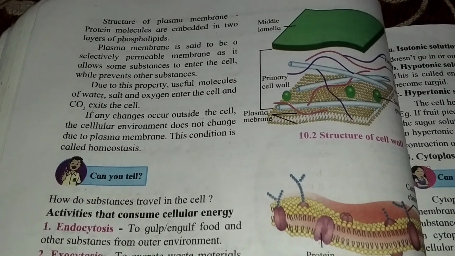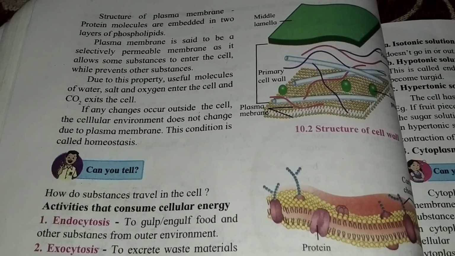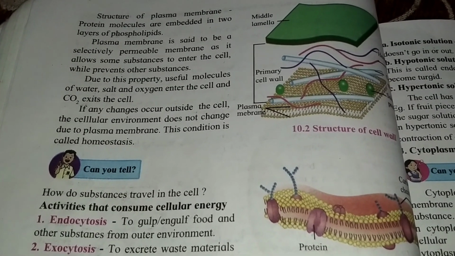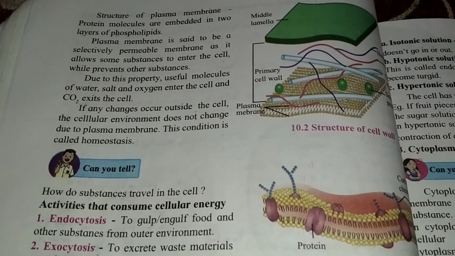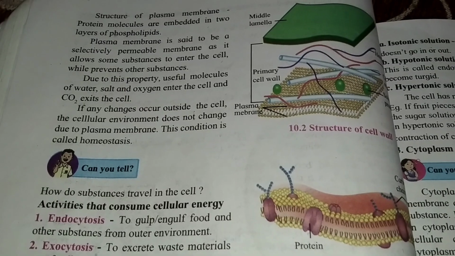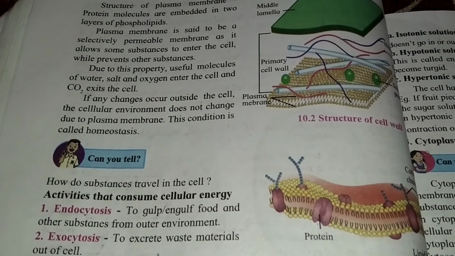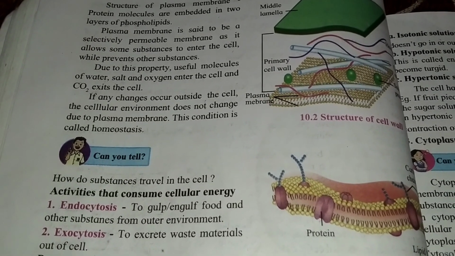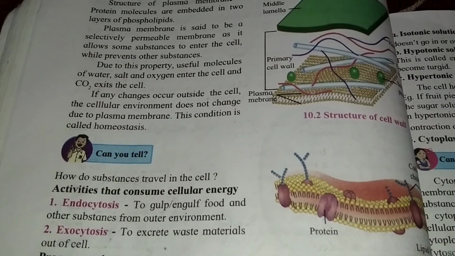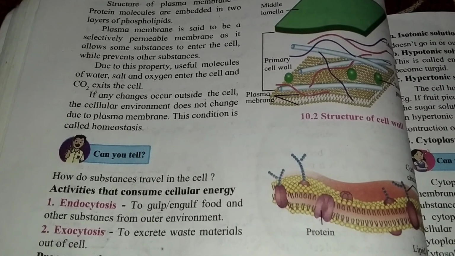So the plasma membrane or cell membrane is selectively permeable because it allows only selected substances to enter into the cell while it does not allow other substances to enter. Due to this property, useful molecules of water, salt and oxygen enter the cell, and carbon dioxide is given out of the cell. If any changes occur outside the cell, the cellular environment does not change due to the plasma membrane, and this condition is known as homeostasis.